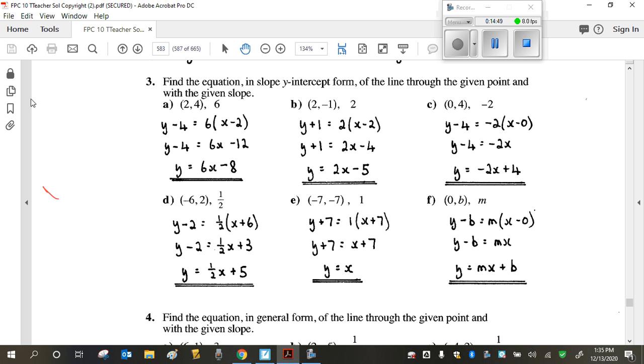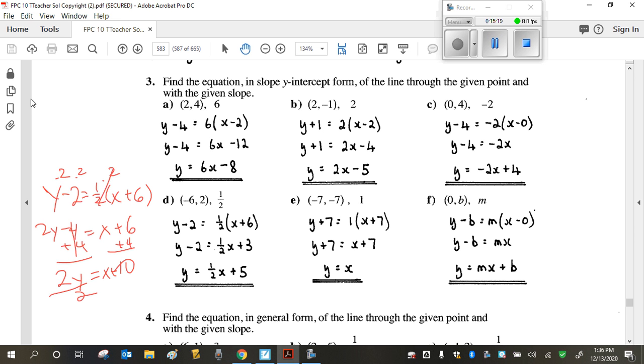I'm going to solve for y by getting rid of the fractions because it's just a good thing to do, although it's easier to distribute this way, but it's a good habit to get rid of fractions because we also see that in general form. 2's cancel. 1 times x plus 6 is x plus 6. Then add 4. We get 2y equals x plus 10. Divide by 2. Divide by 2. You get y equals 1/2 x plus 5, which is what they get.